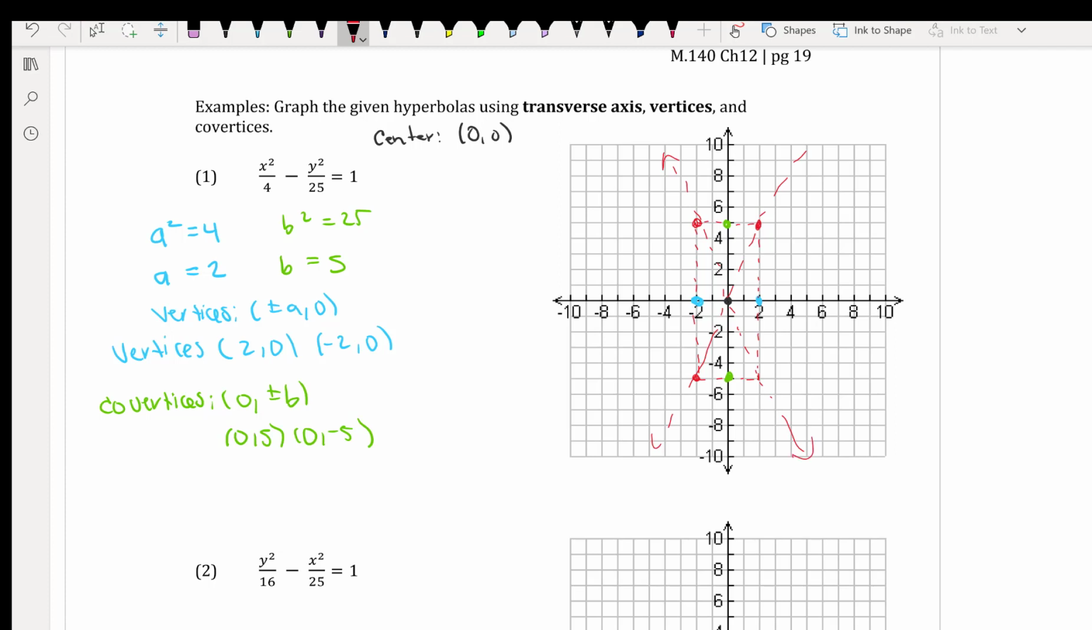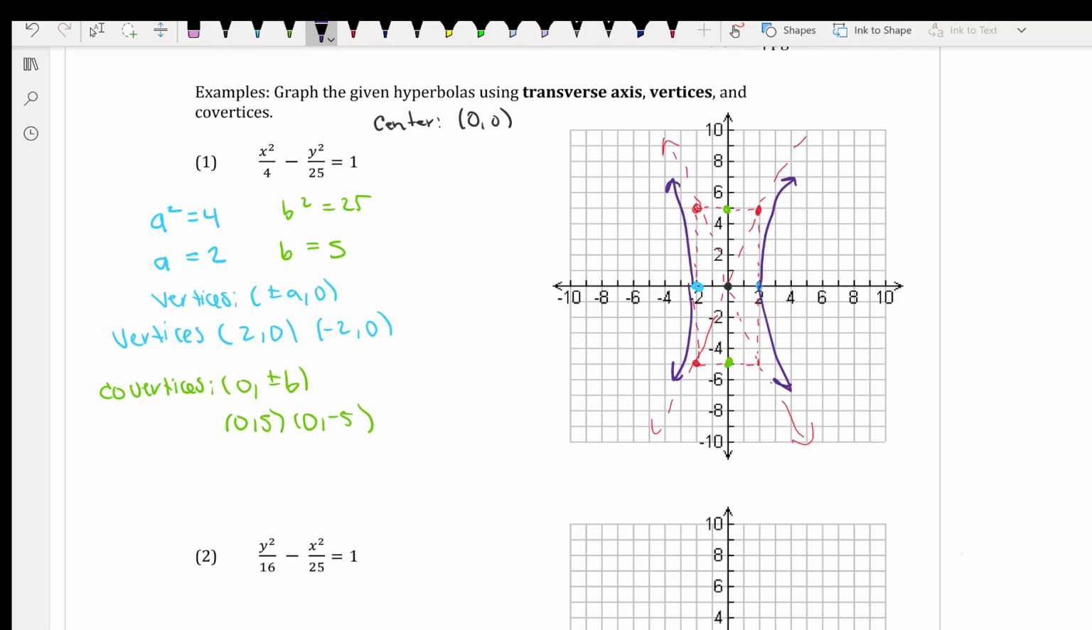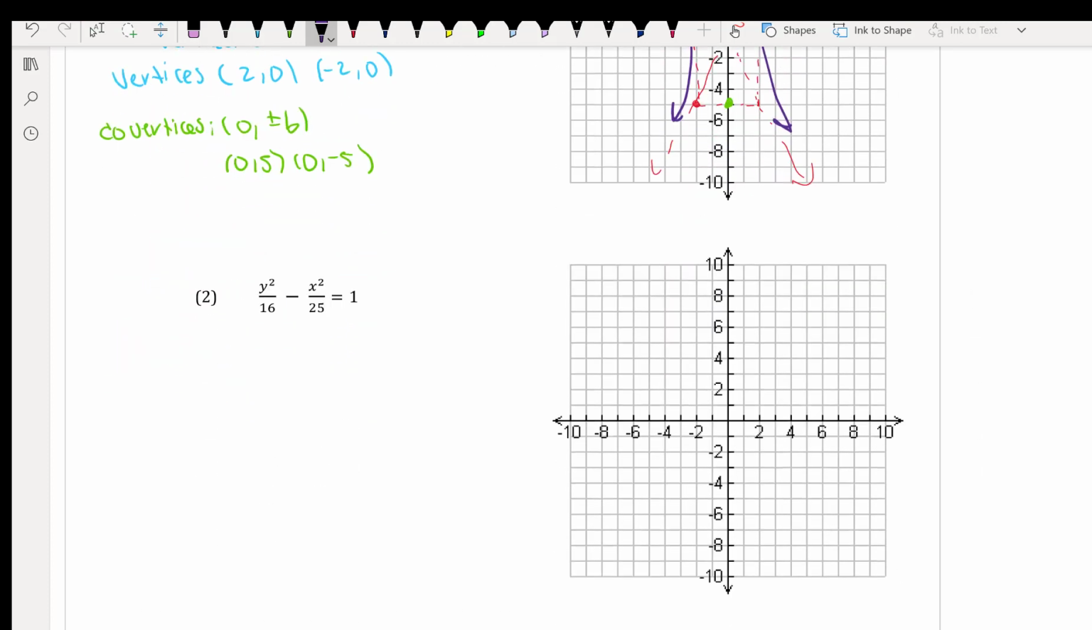And so I have my actual hyperbolas now, and remember it's along the x. So that is what my hyperbola is going to look like. Now for number 2, I can see that this is going to be along the y-axis because that is what I see first. It's the y squared minus the x squared.